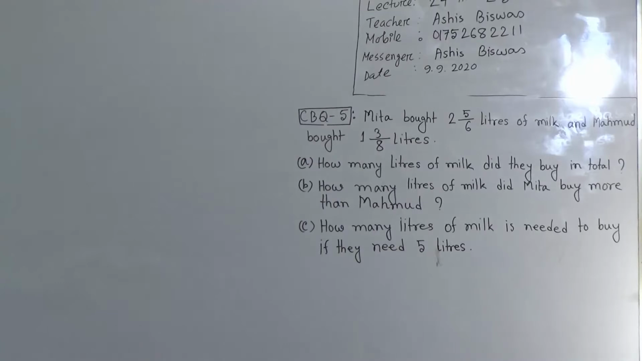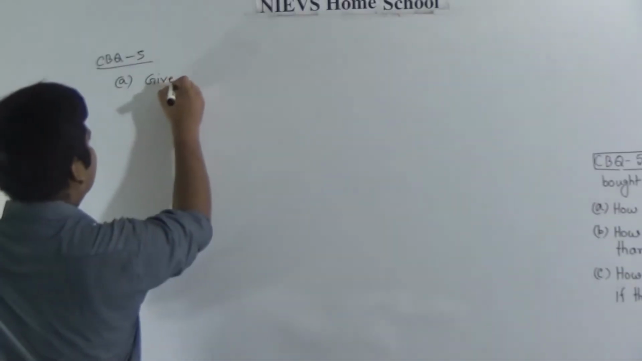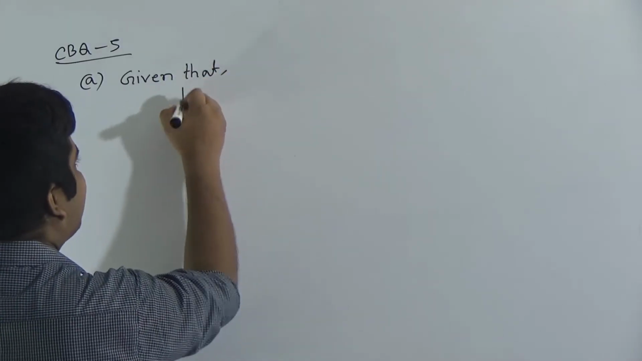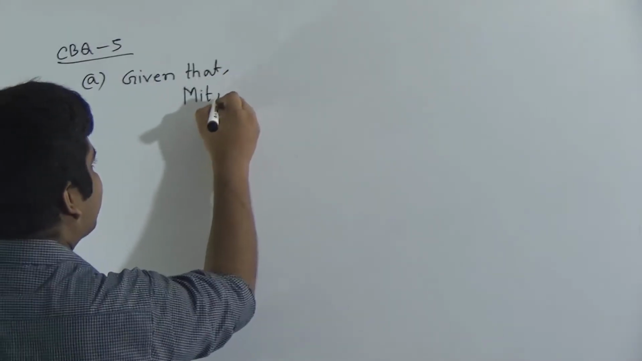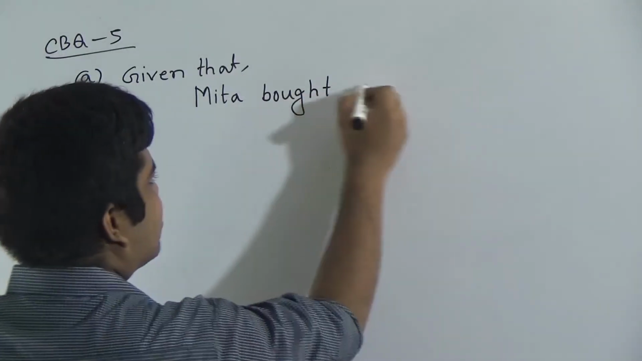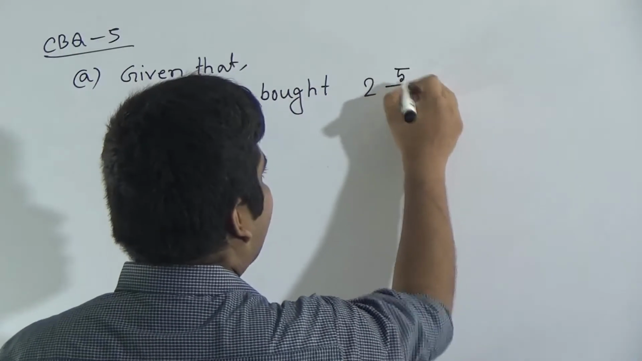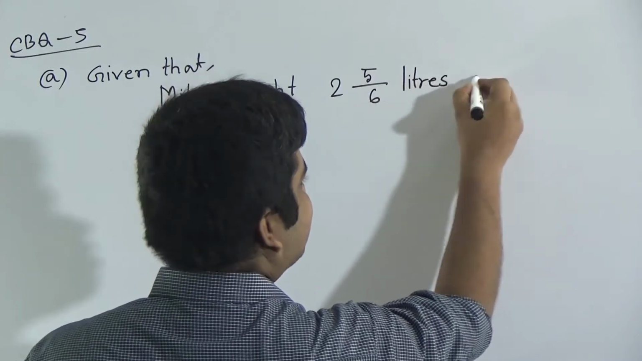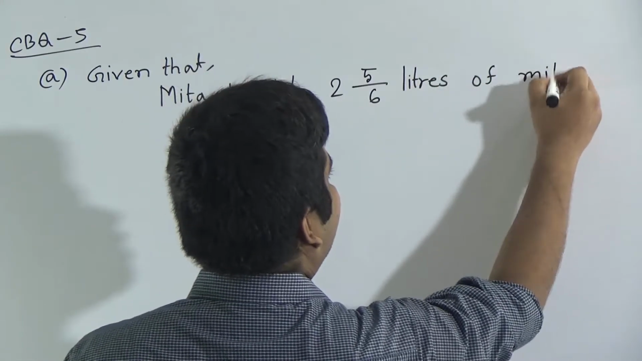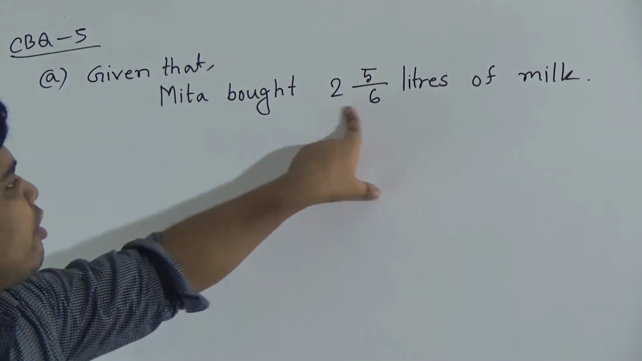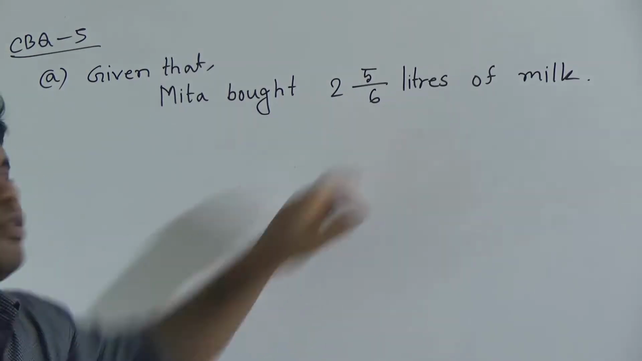So first of all you write given that. Given that, Mita bought 2 5/6 liters of milk. My dear students, notice this is a mixed fraction. We convert this mixed fraction into an improper fraction.